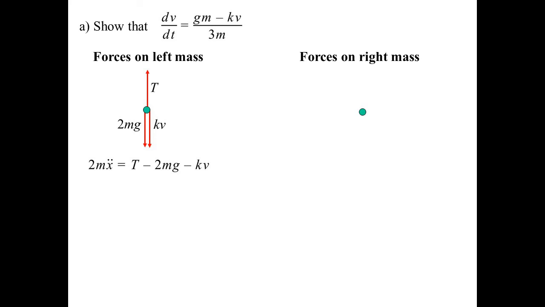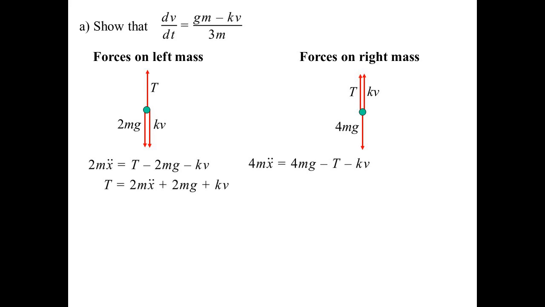Now let's have a look at the right-hand mass. 4mg, its mass was 4m, it said. So 4mg going down. The resistance on this one would be going up, because that mass is going down. So kv. Tension is also there. So that one we get 4m x double dot equals 4mg minus T minus kv. Remember, we're trying to find acceleration. Well, over on the left-hand side, I could make T the subject. And then I could go and substitute that into the right-hand side, because the acceleration is going to be the same for both objects, because it's all one system.